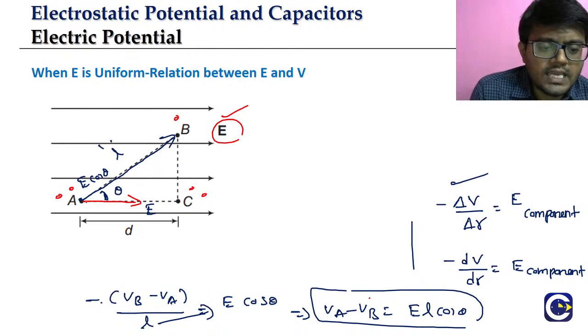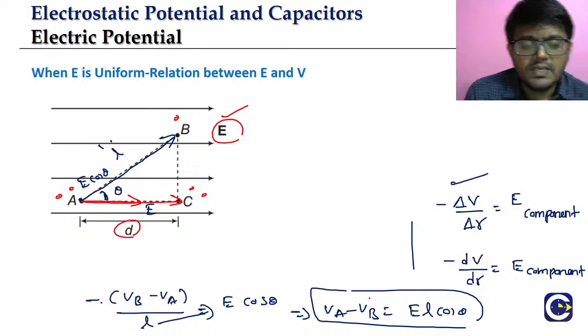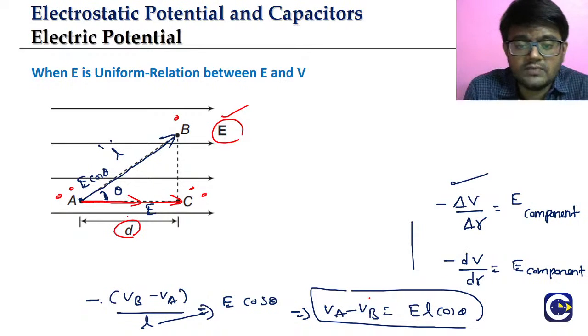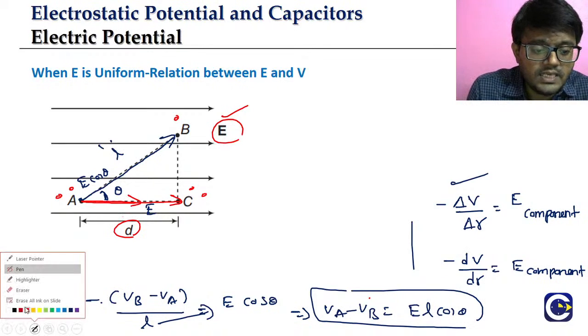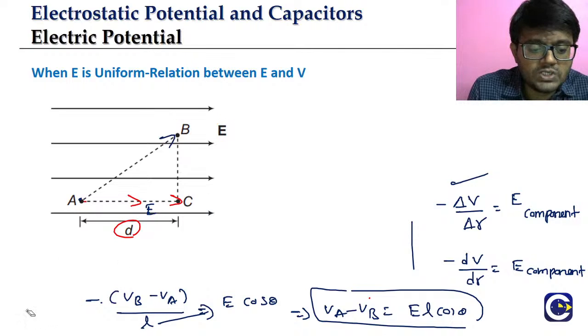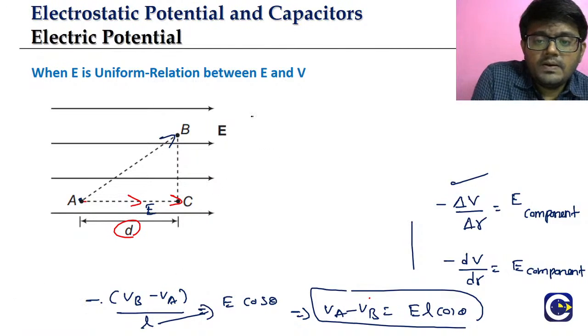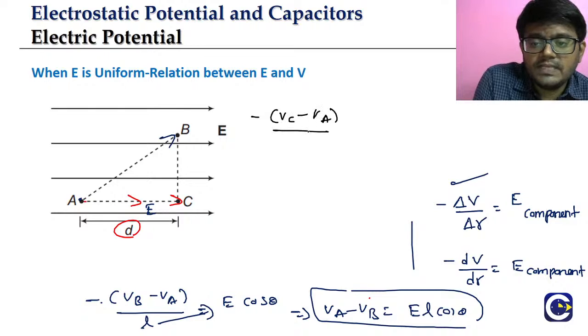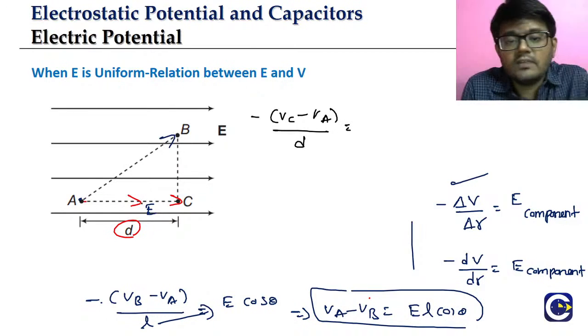Okay, so we are moving from A up to C. What is the distance moved? D. We are moving exactly along the direction of the electric field. So if minus delta V, that is VC minus VA, divided by the distance moved D, is equal to what? What is the electric field component?